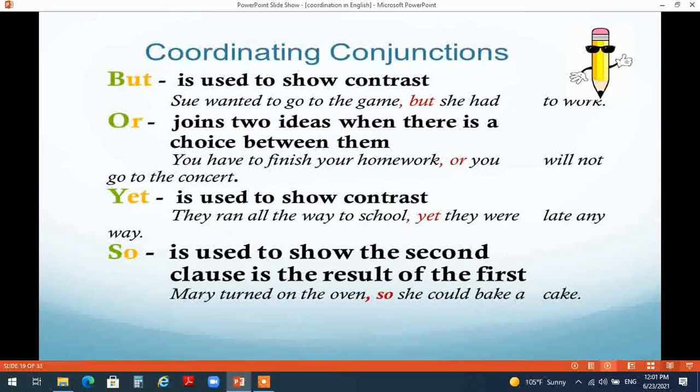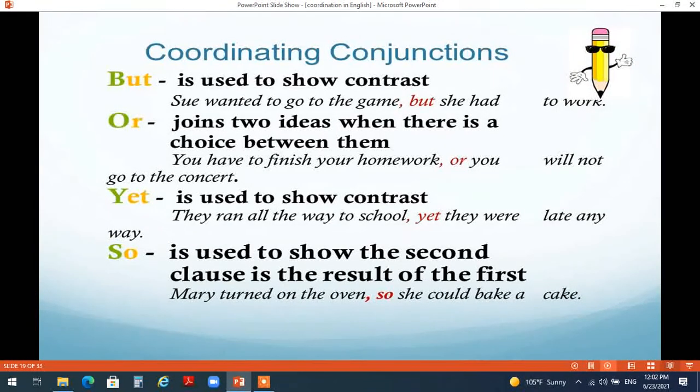Now we come to the other coordinators and we start with but. It is used to show contrast. We know this is the central meaning of but, to show contrast. Sue wanted to go to the game, but she had to work. Or is used to join two ideas when there is a choice between them. We know that we use or to indicate two options or ideas in the sentence, and usually the sentence is affirmative. You have to finish your homework or you will not go to the concert. So you have to make something or to choose one of these two choices.